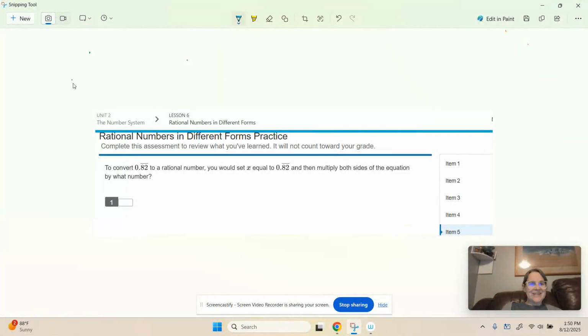Hey everybody, this is Unit 2, Lesson 6, Rational Numbers in Different Forms.